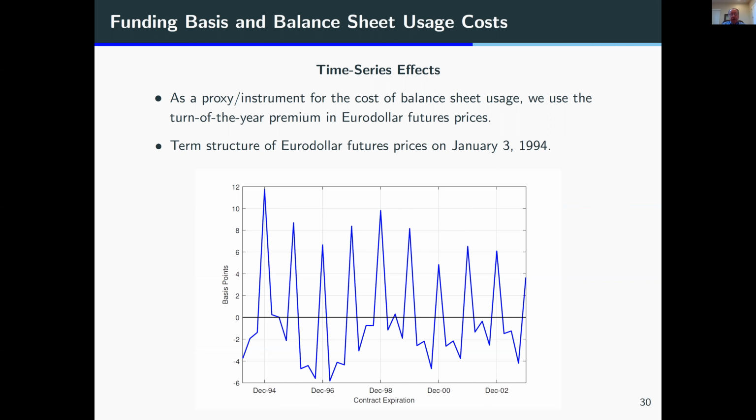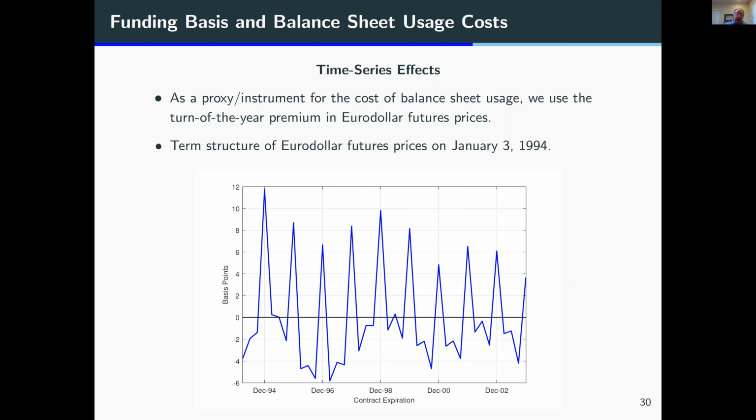So what we have here is back on January 3rd, 1994, Eurodollar futures contracts go out at least quarterly for about 10 years. And so you have like 40 contracts. And what we're seeing is that the ones that settle or expire in December just have a higher value than all of the others because they're for a LIBOR loan that goes over the end of the year.